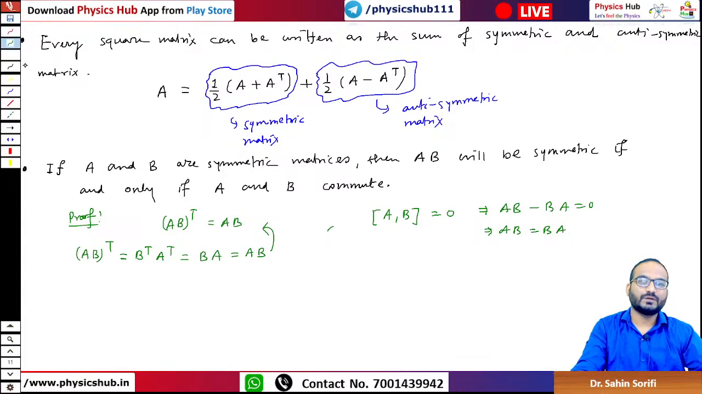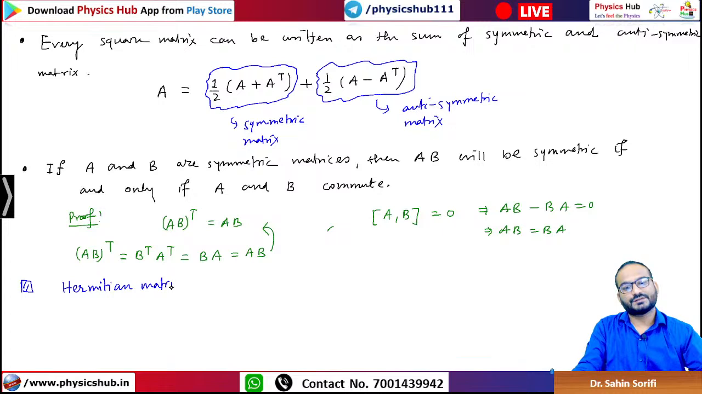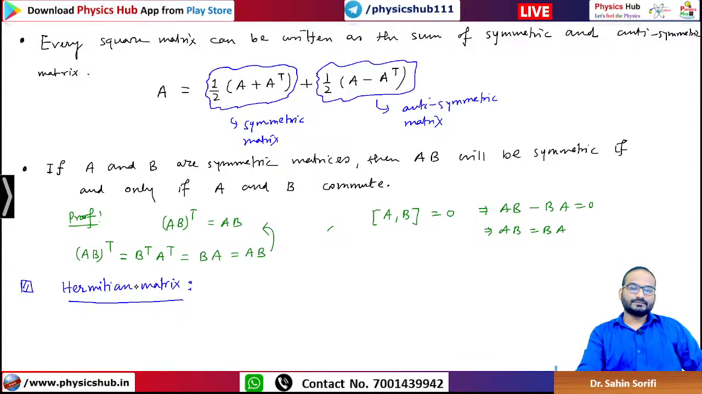Okay, let's move towards a more important matrix, the Hermitian matrix. What is a Hermitian matrix? Look, we discussed the transpose and the transpose conjugate. Corresponding to the transpose, we have symmetric and antisymmetric. Corresponding to the transpose conjugate, we get Hermitian and skew Hermitian.